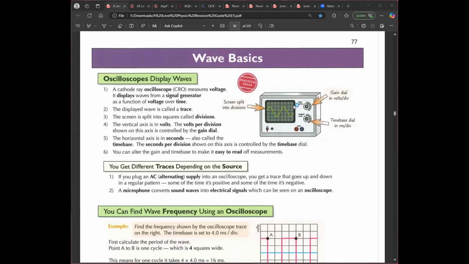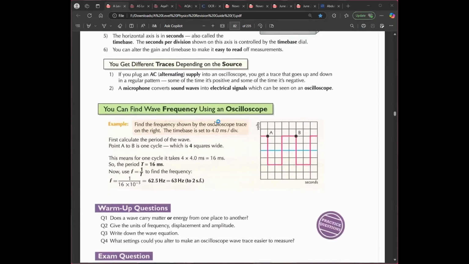And the other dial is to control the y-axis, which is the displacement, because it could be that you have a wave that has a displacement of, let's say, a meter, and these small boxes just represent maybe 1 millimeter. So you can use this dial to actually change the scale of the graph. So that's as simple as that. Yeah, you can find wave frequency.